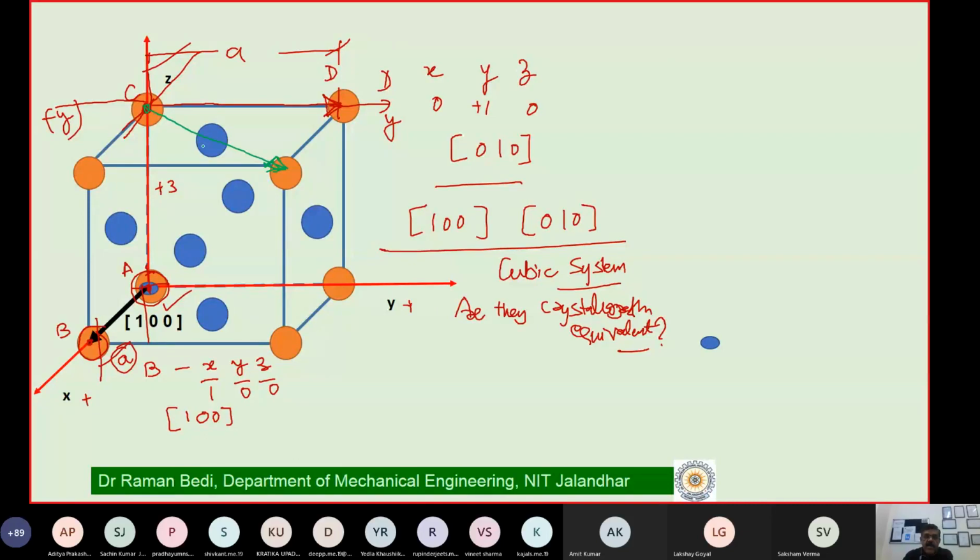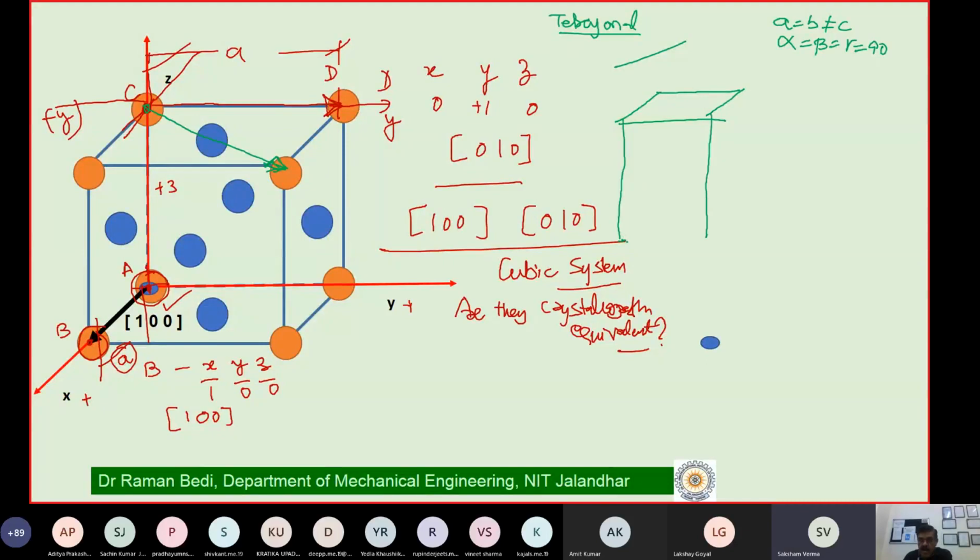In other systems it may not be true. If you recall tetragonal, what is that? A equal to B, not equal to C. Alpha, beta, gamma? Sir, 90. In a tetragonal system, alpha, beta, gamma is 90 degrees. So the unit cell will be similar to this, but the only difference will be that C may be longer or shorter.